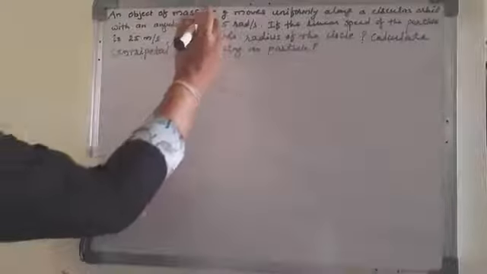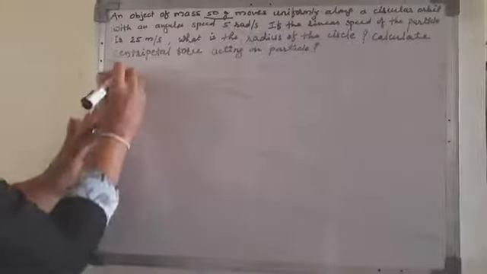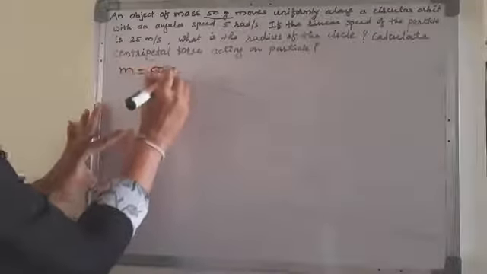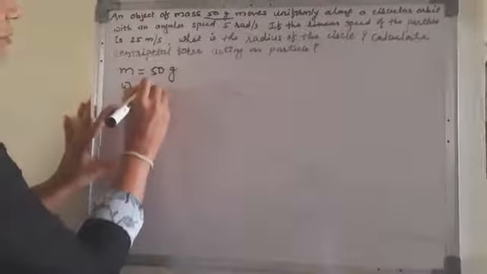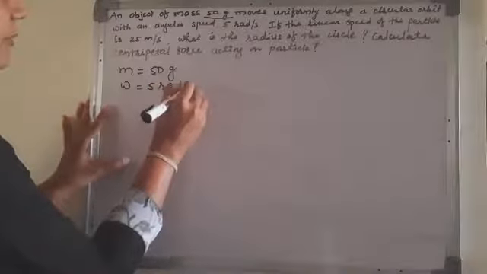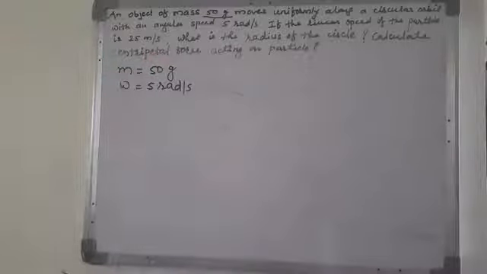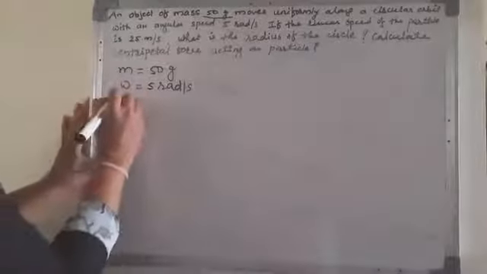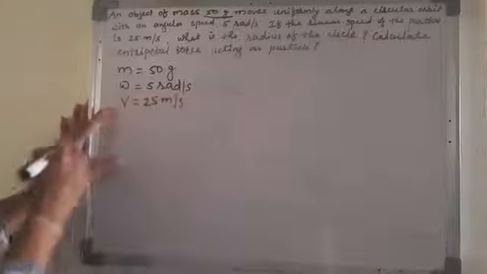We are given that the mass of the object is 50 gram, so m equals 50 gram. It moves uniformly along a circular orbit with an angular speed omega equals 5 rad per second. Again, the linear speed of the particle is given as v equals 25 meter per second.